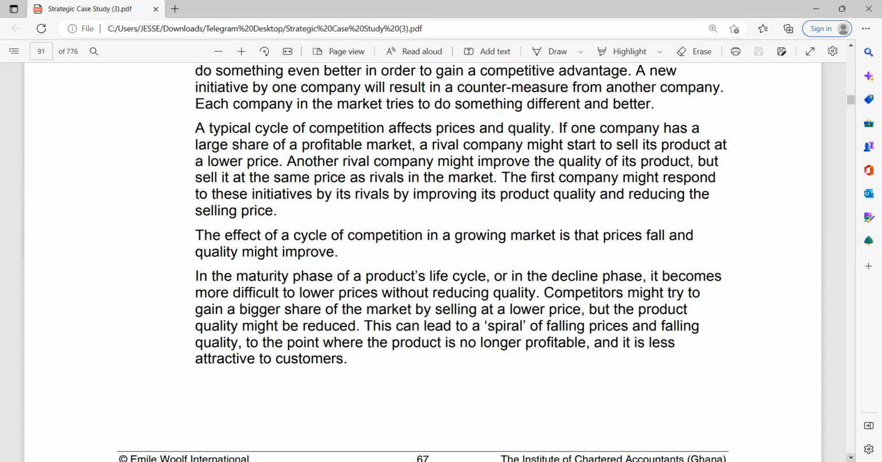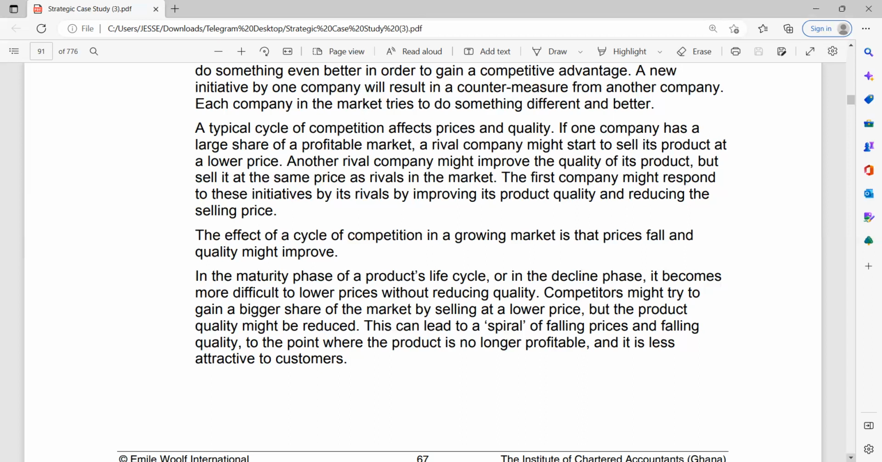Very, very important. In the maturity phase of a product's life cycle or in the decline phase, it becomes more difficult to lower prices without reducing quality, right? The maturity phase is a phase where things have sort of stabilized and it becomes very difficult to lower prices at this point without reducing the quality.